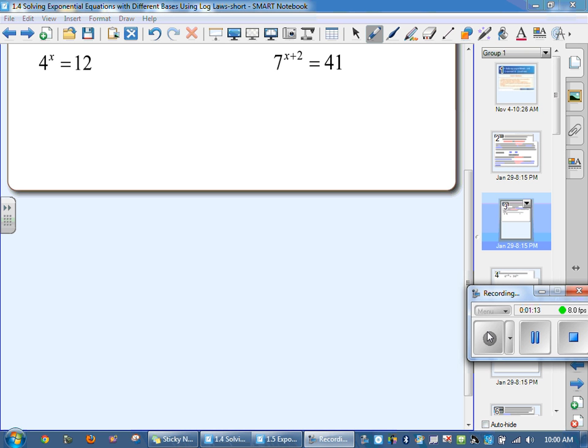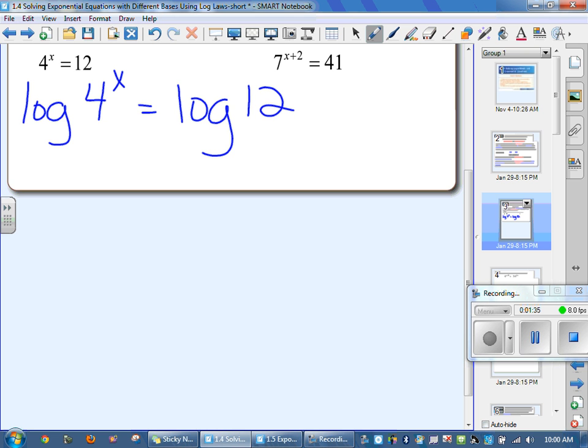In order to divide things out, you need numbers on both sides without exponents. Do we have that situation? No, we don't. So we can't divide anything out. The next step is what we just said: we're going to write the word log in front of both sides. So this now is going to become log 4 to the x equaling log 12.